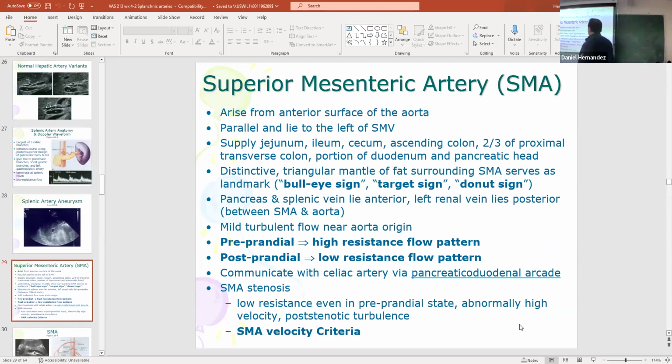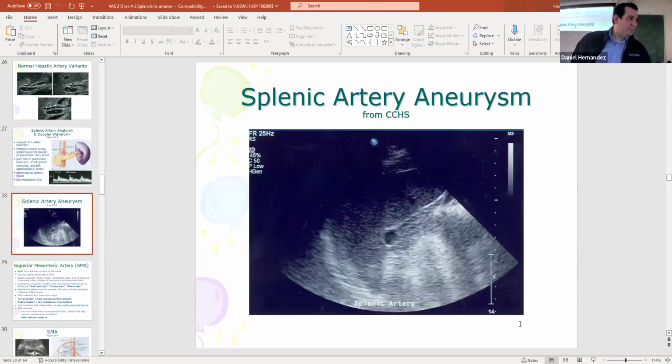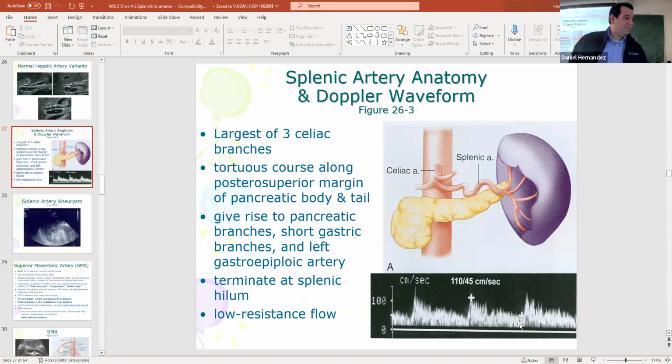So the next main vessel. What's the peak velocity for the splenic arteries? For stenosis, there isn't a set criteria for a concerning stenosis.